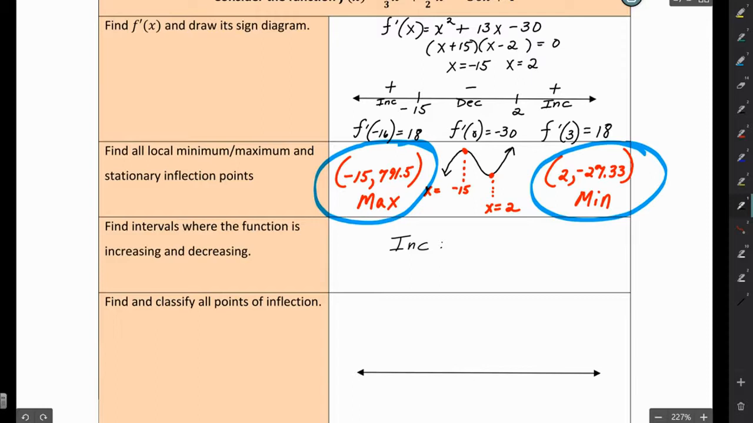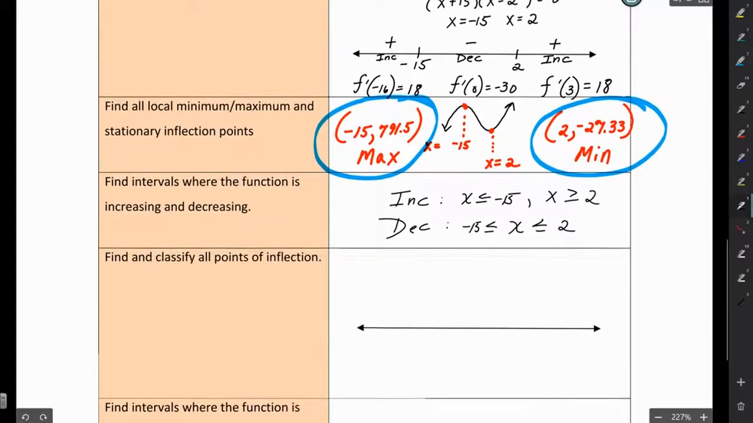So increasing is happening where x is less than or equal to negative 15 and x is greater than or equal to 2. Decreasing is happening where x is greater than or equal to negative 15 and less than or equal to 2.